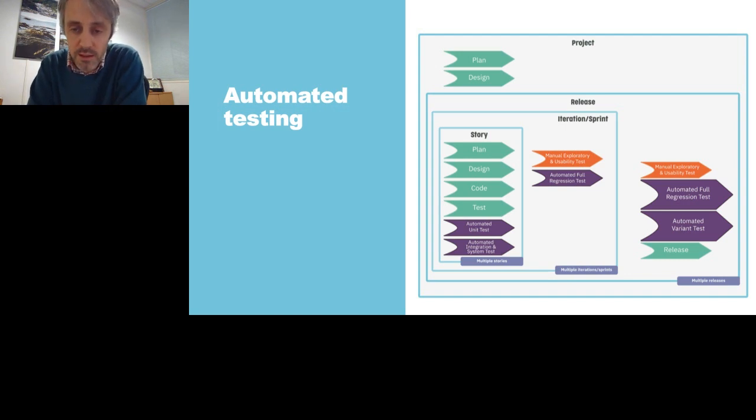And then, all importantly, at the release level, these large effort tasks of full regression tests and variant testing can all be automated. And again, humans adding value at the exploratory and usability testing. The regression testing, variant testing may still be the same effort, but you've got a computer doing it instead, right?